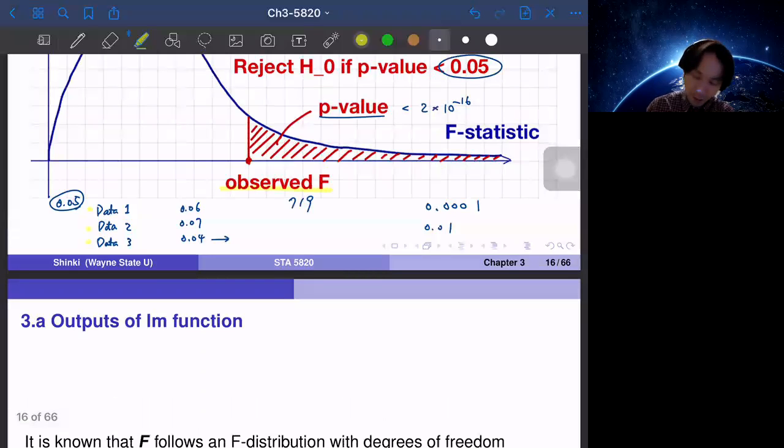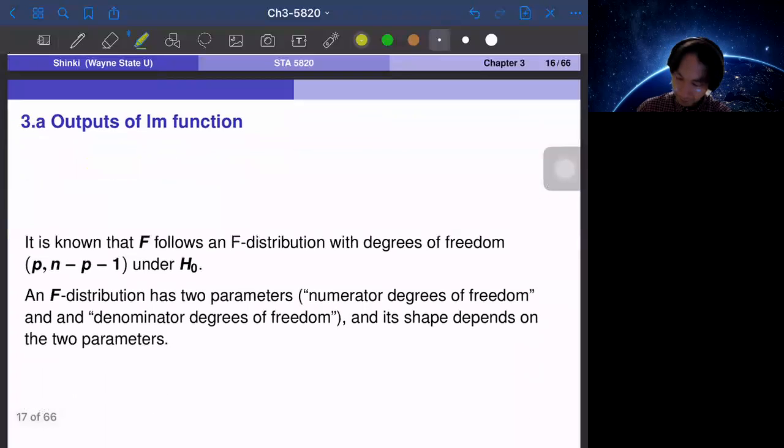Of course, a larger sample size means a higher probability to reject the null hypothesis. That is true, but still we need some reasonable scheme to fairly judge whether or not the null hypothesis is rejected.